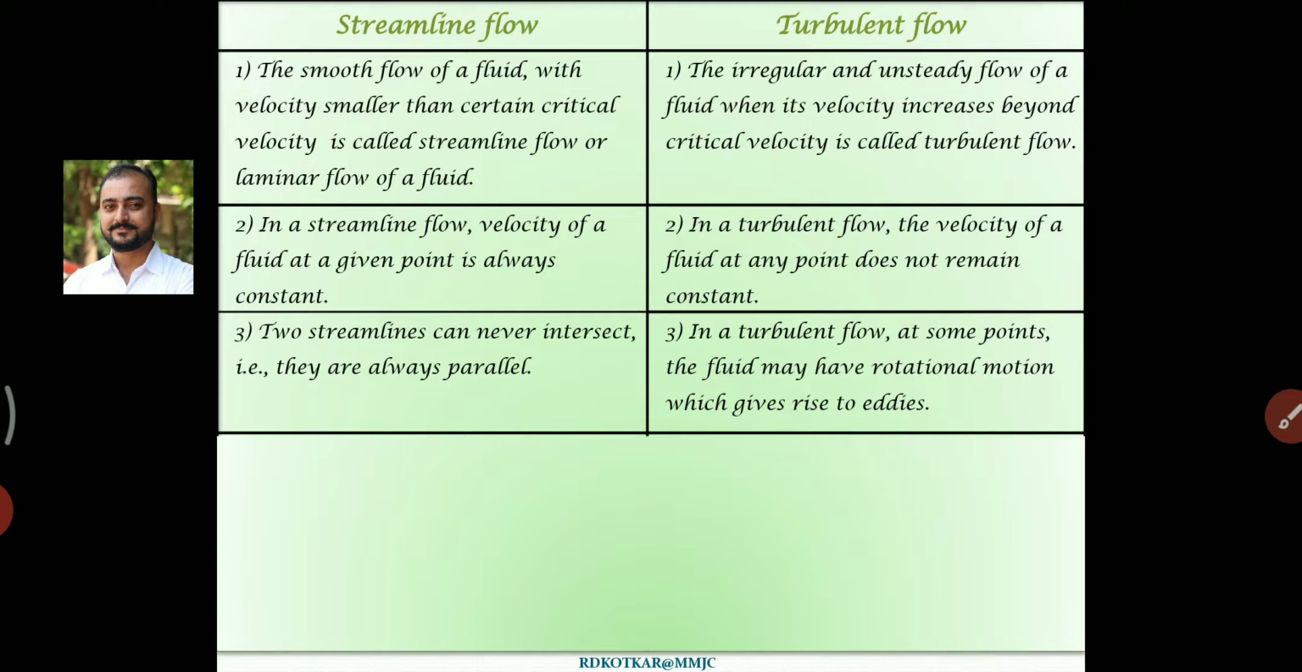Next, two streamlines can never intersect, because they always flow in parallel directions. Then in case of turbulent flow, at some points the fluid may have rotational motion which gives rise to eddies. Due to the rotational motion of the fluid, we observe the formation of eddies. Eddies means what? It's like a wheel.